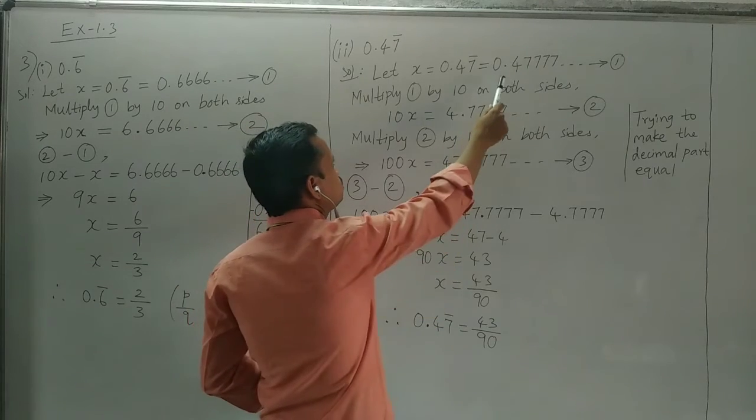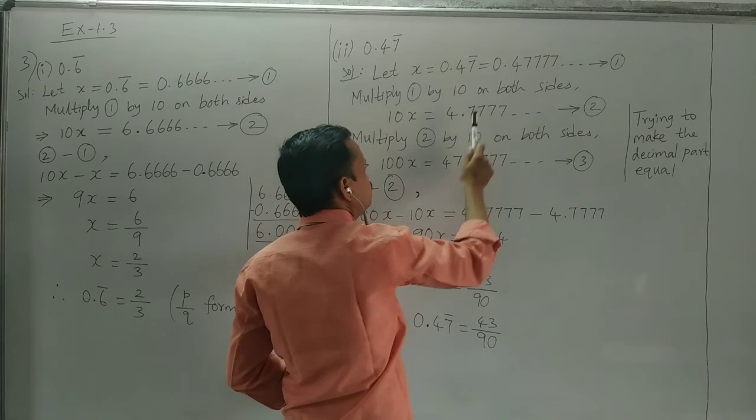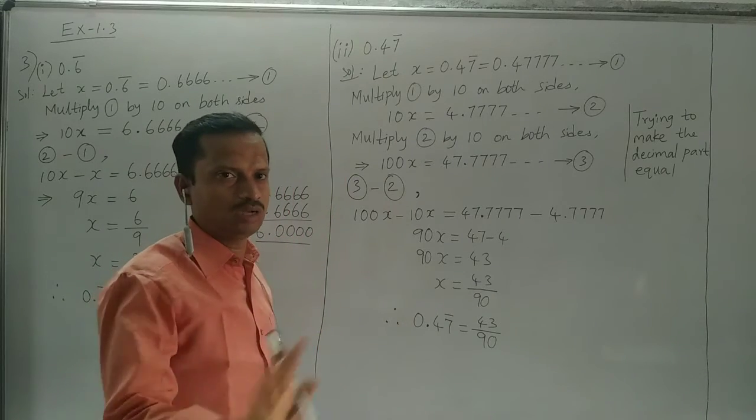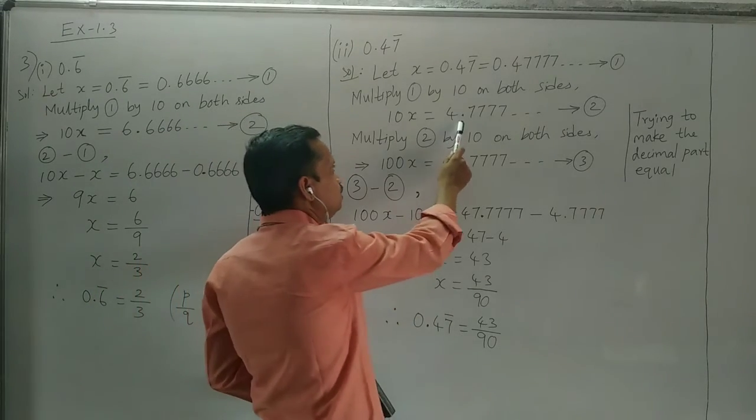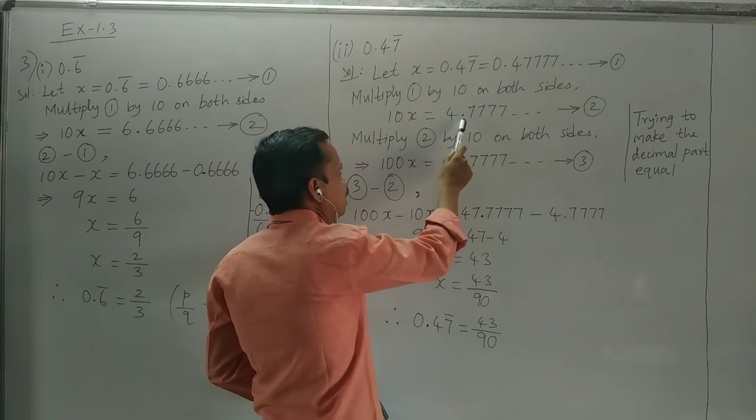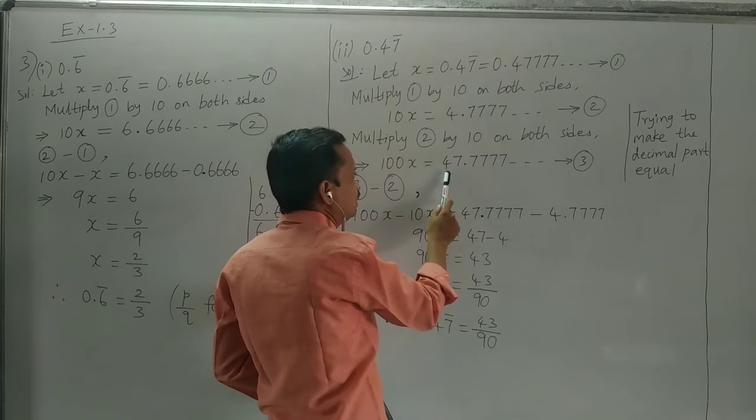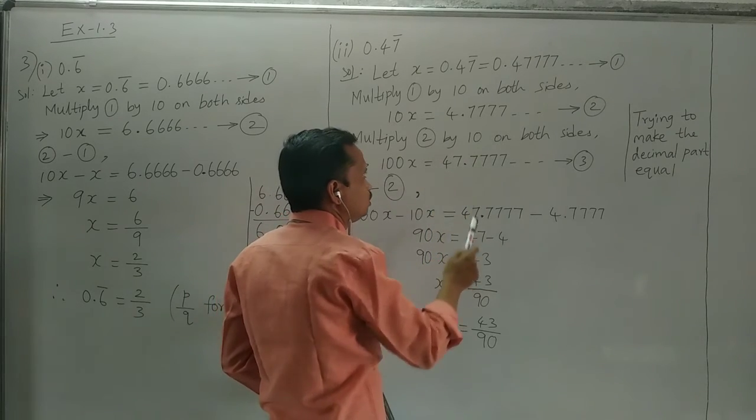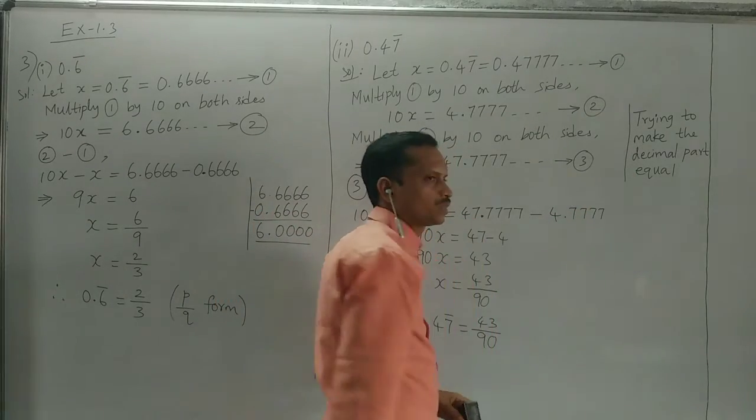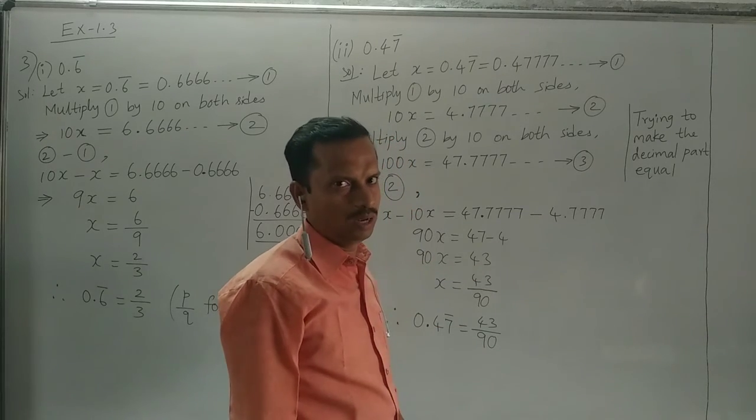Here, you focus on the decimal point. Here, after the point 477. Here, after the point 77. So they are not equal in decimals. Decimal part is not equal. So further, you multiply this second equation by 10 and you get 10x into 10, 100x, and here the decimal point will move one place forward, so you get 47.777. So now you see here the decimal parts are equal. So just I wrote here what we have to do, trying to make the decimal part equal.